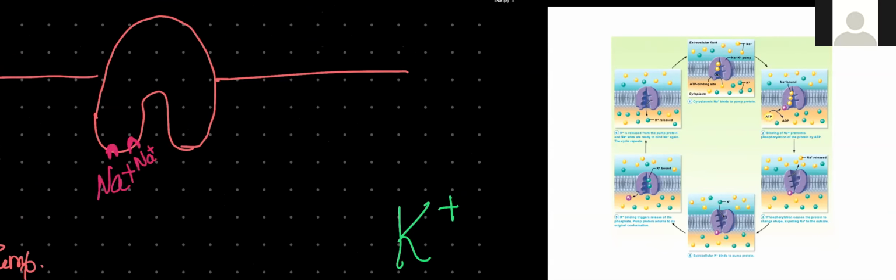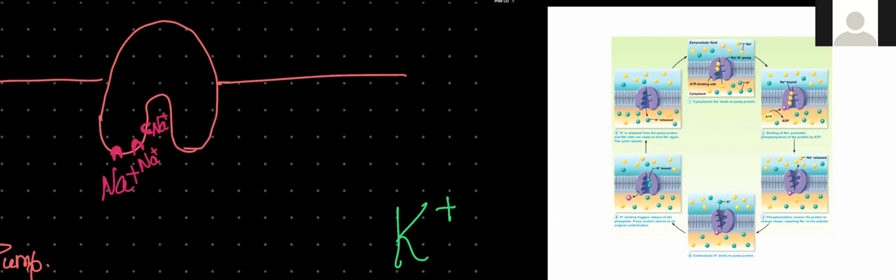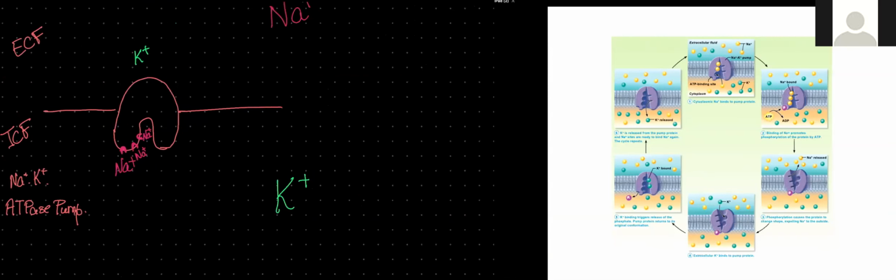So the carrier is facing the inside of the cell membrane. It binds to 3 sodium. Once it binds to the 3 sodium, it will be getting its energy by hydrolyzing an ATP into an ADP and an inorganic phosphate, a phosphate group that would be kept attached to the carrier. So this is how the carrier is going to look like.